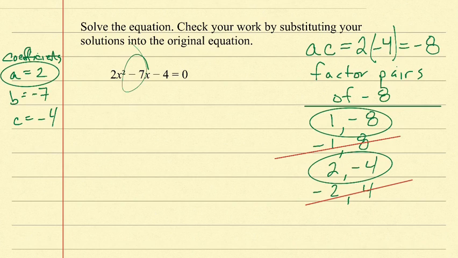Well, let's take a look at this. We're looking for two factor pairs which have a sum of negative 7. Two numbers that when you add them together, you get negative 7. And I see them right away. Here they are, these two numbers, 1 and negative 8. When I add them together, I get negative 7. Those are the ones that I want.